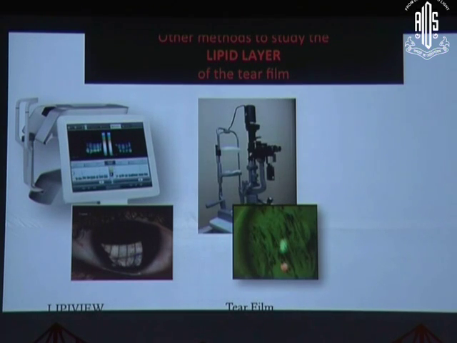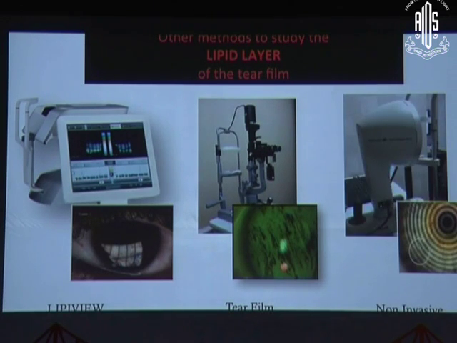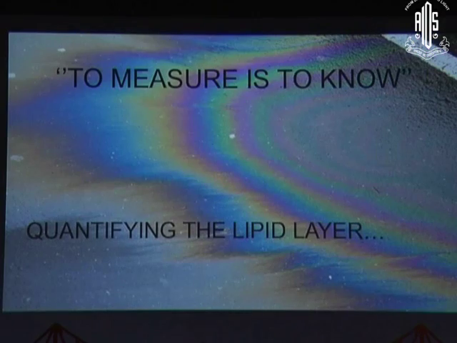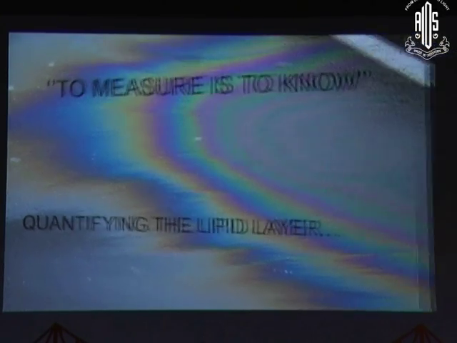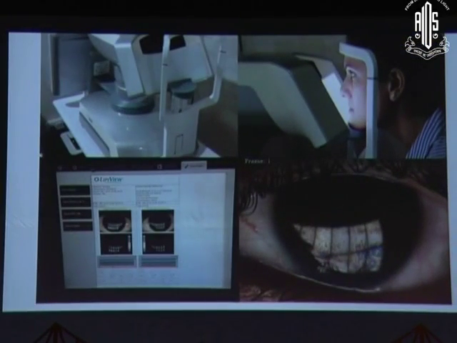The most commonly used is our clinical method of measuring the TBUT, and of course the non-invasive TBUT is another method by which we can evaluate the lipid layer of the tear film. As I mentioned earlier, how do we measure? This is exactly the way you can see oil on water, and this is done by the LipiView, which is by TearScience. The simplest replacement for this is the TBUT.